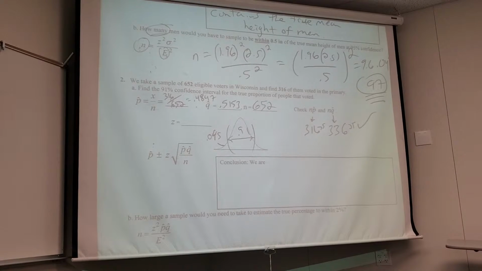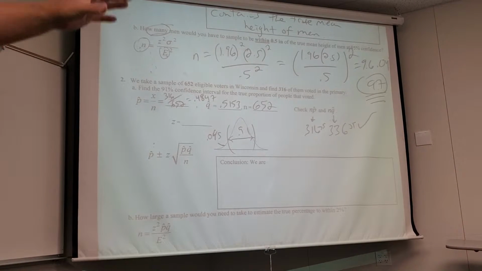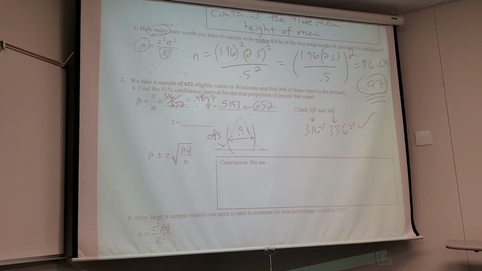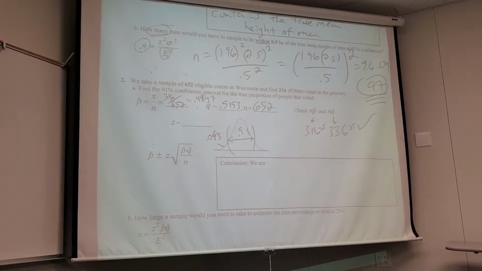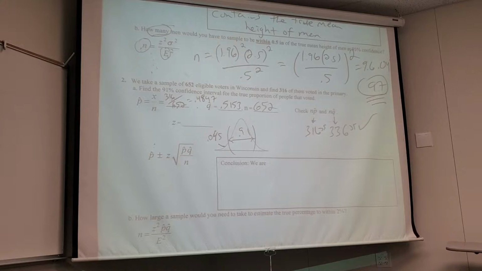The same way that N has to be greater than 30 for a problem about means, NP and NQ have to be bigger than 5 for a problem about percentages. This is just how to check to make sure that it's normal enough. And this is based on percentages, because it's a percentage problem. So that's what builds this problem, the percentages.